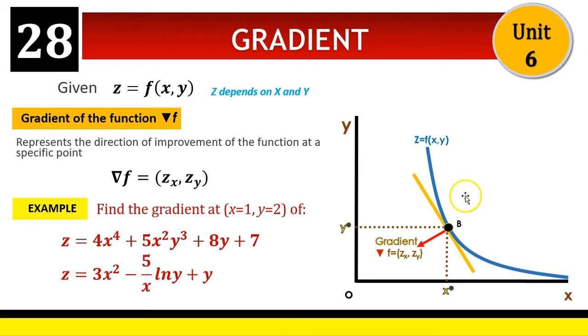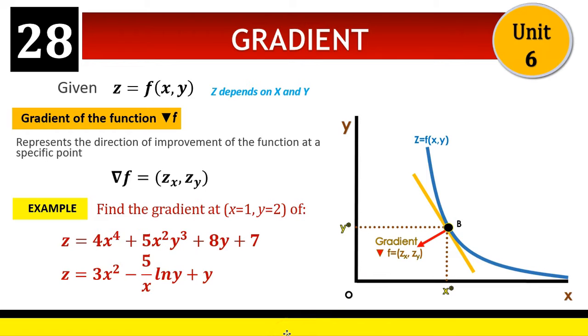Graphically, we can see the gradient in the following way. So we have here z as a function of x and y. The slope at point B is represented by this yellow line. Then the perpendicular arrow to that yellow line is the gradient. In this particular case, you can see that the direction goes towards the origin, which means that if we move to that direction, the value of the function will increase.